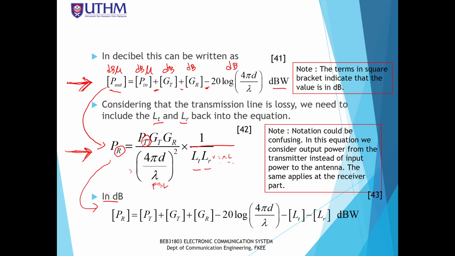So bagusnya kalau dalam decibel kita bermain dengan tambah dan tolak sahaja. Tambah dan tolak sahaja lebih mudah. So maknanya PR is this one, in dBW, equal to power from the transmitter, also in dBW, plus gain in dB, plus GR in dB, and also minus all the losses. Ini dan tolak semua losses. You see that we have minus the FSL in dB, minus the losses from the transmitter transmission line in dB, minus again the losses in the receiver transmission line also in dB.